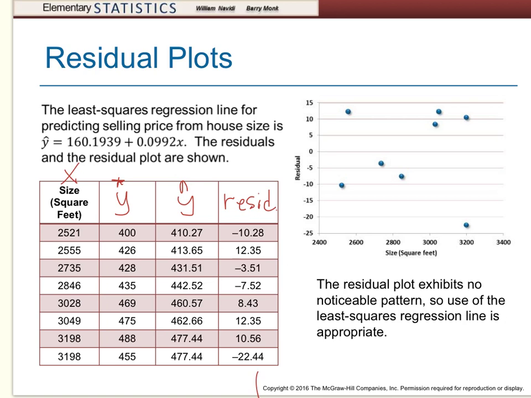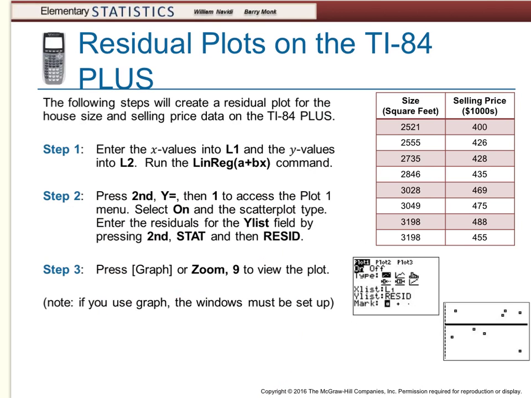The residuals are in this particular column, and we plot them against the x values. And we don't see any particular pattern noticeable in this residual plot. So really, in some sense, the best fit line does work for this particular data set. There are a number of ways to create residual plots.